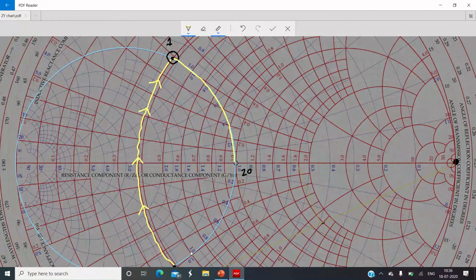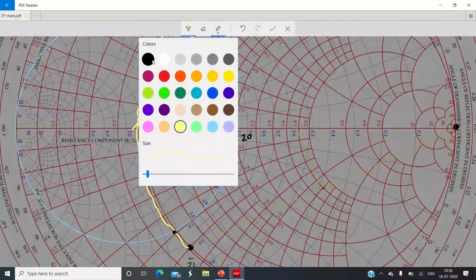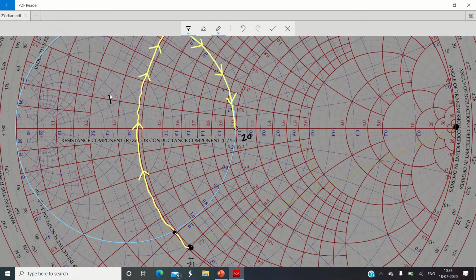I hope that along with me you are also drawing the same traces or curves on your hard copy of the Smith chart. Now when you reach point number 1, I trace downside in this way so that I can reach the center of the Smith chart. So this is path number 1, and I will change the color now and write it as path 1.